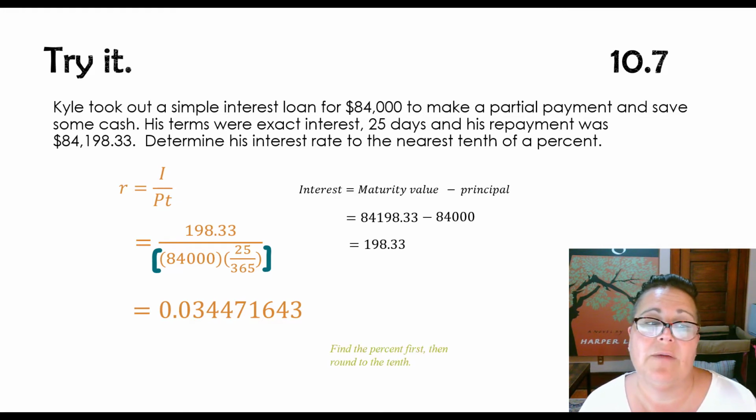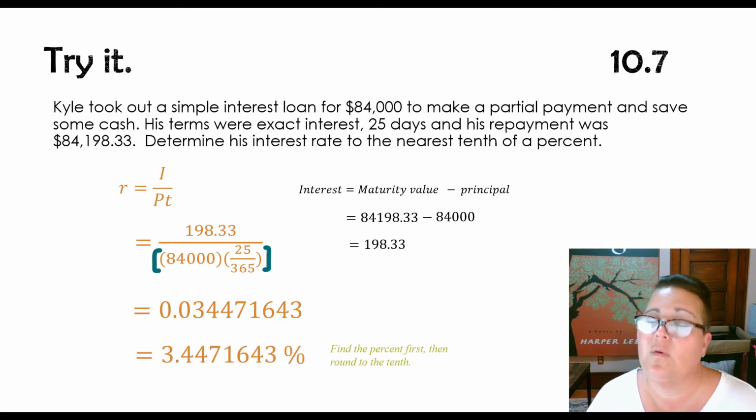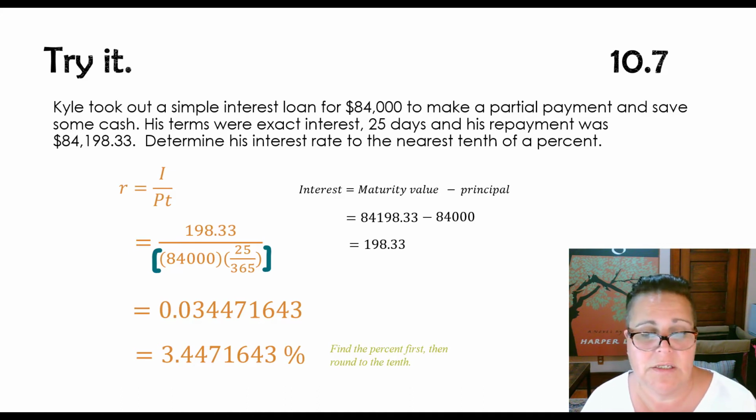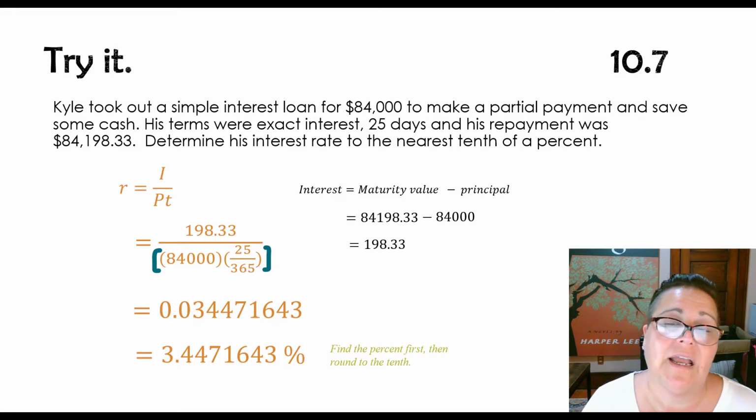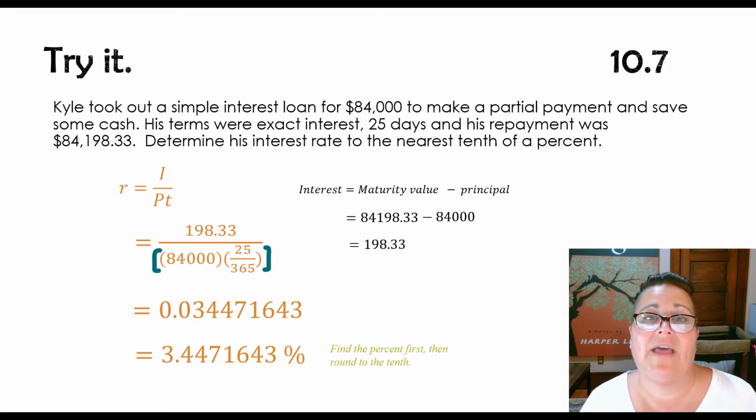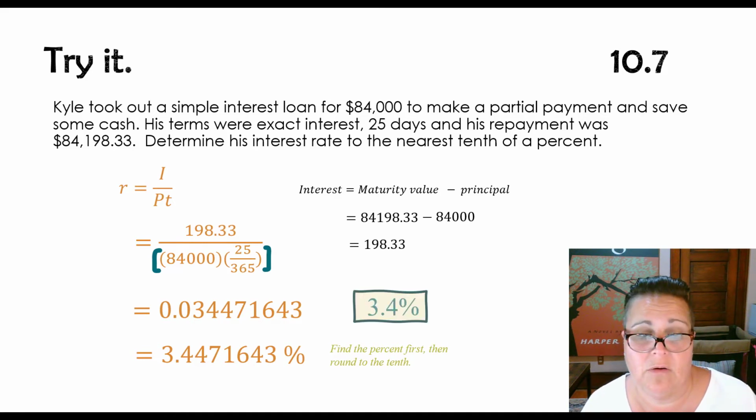So first, I'm going to convert this to a percent. To do that, I'll move my decimal point 2 places to the right, or multiply by 100. Either works. And I get 3.4471643%. In the tenths place, I have a 4. To the right of that 4, I have another 4, which means I need to round down, and I have 3.4%.